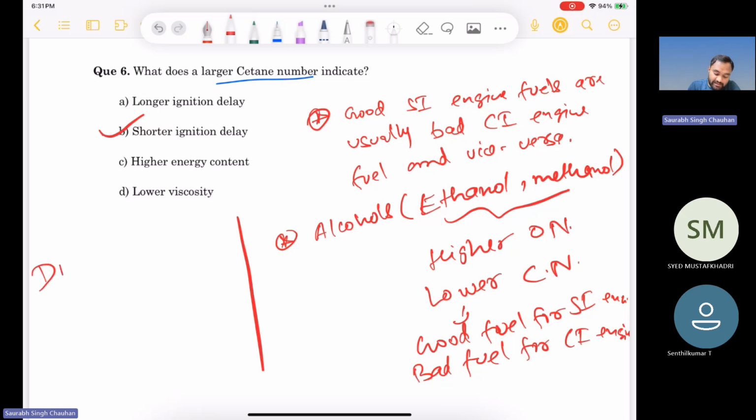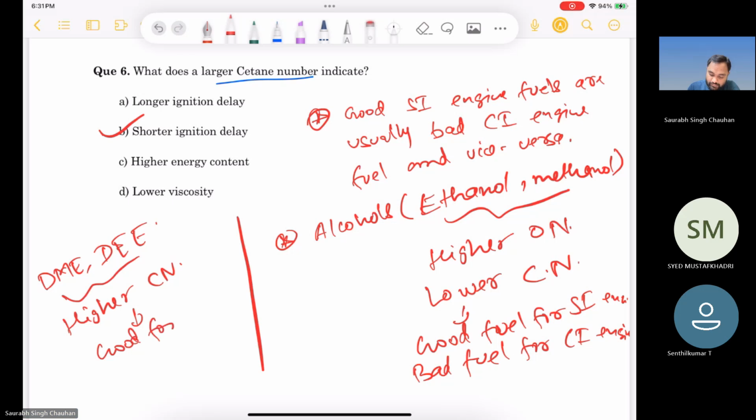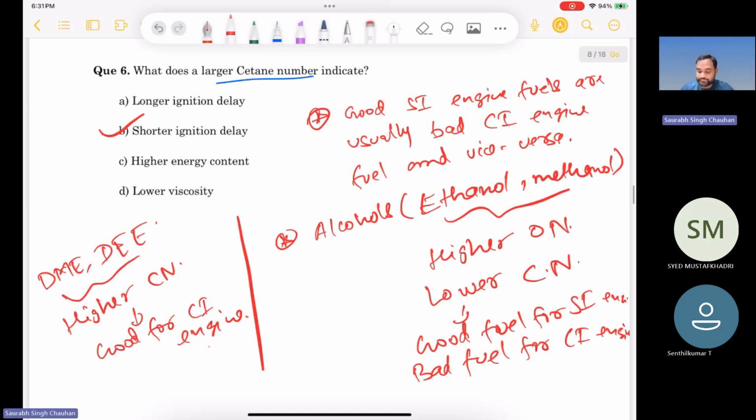Similarly, dimethyl ether or diethyl ether, these have higher cetane number. So they are good for CI engines and bad for SI engines. Okay. So cetane number basically means shorter ignition delay. Higher cetane number means shorter ignition delay.